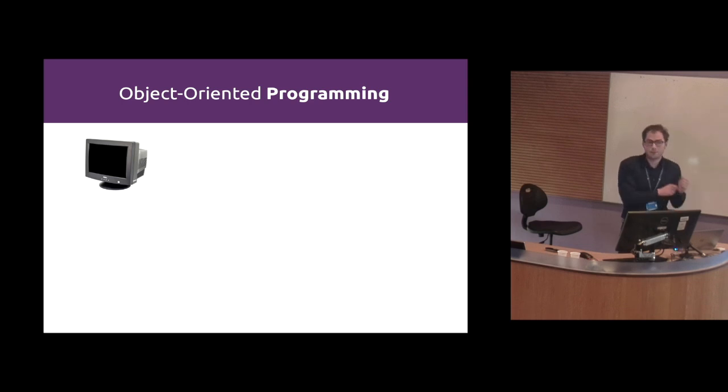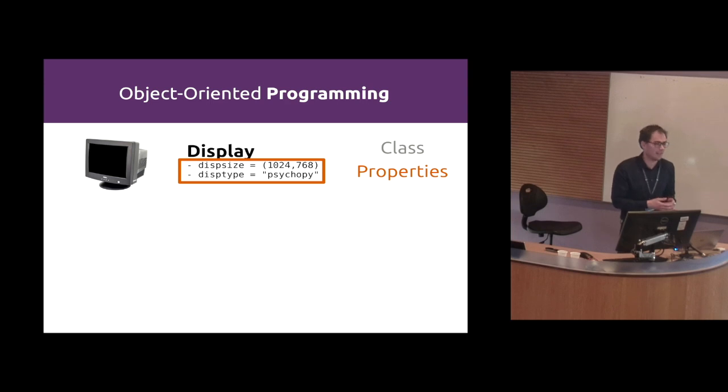So display, for example, display would be an object. Its class name is display. And when you want to create a display in your experiment, or want to use a display in your experiment, what you'd likely do is initialize it by just specifying the things that you care about, like the resolution, and maybe what kind of backend you want to use for presenting stimuli. So let's say PsychoPy in this case.